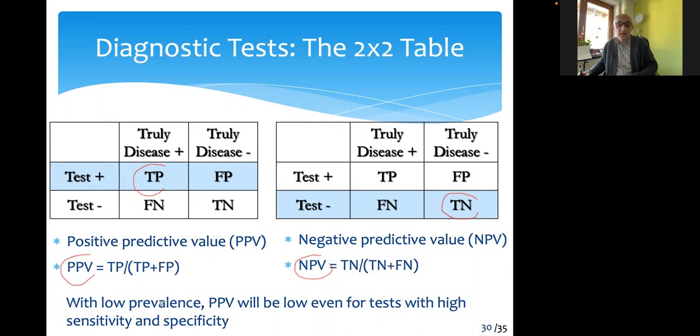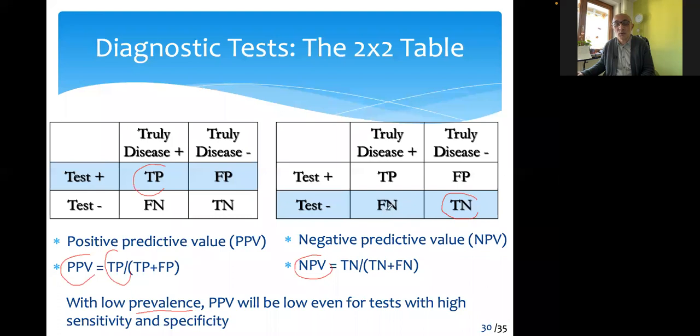with prevalence. If you have low prevalence, you may have a very high sensitivity and specificity, but the test will have no value because the positive predictive value will be low. What does low prevalence mean? Prevalence is having the disease. Imagine this cell here has a very small number. If this number is very small, the positive predictive value, because this is the denominator, will always be low. Also this negative predictive value.